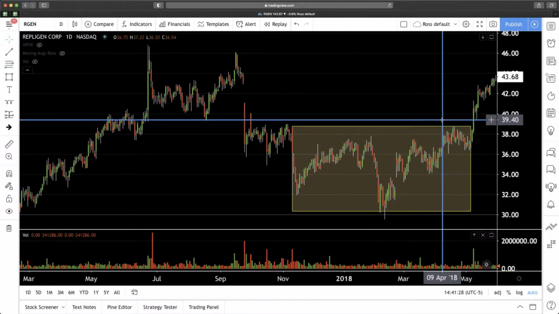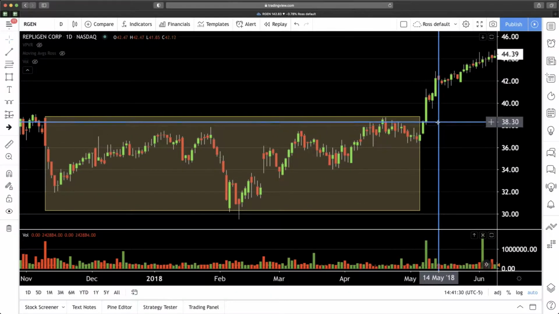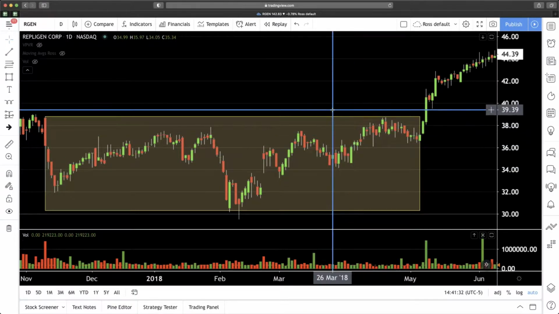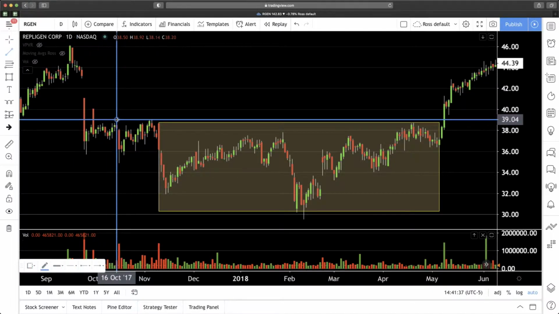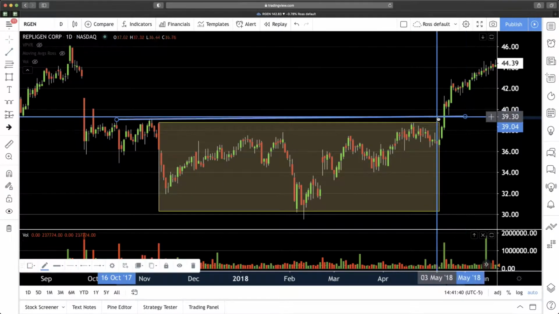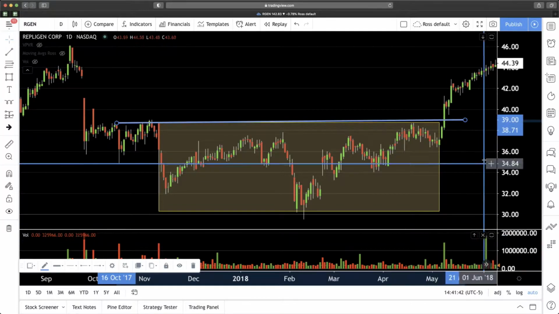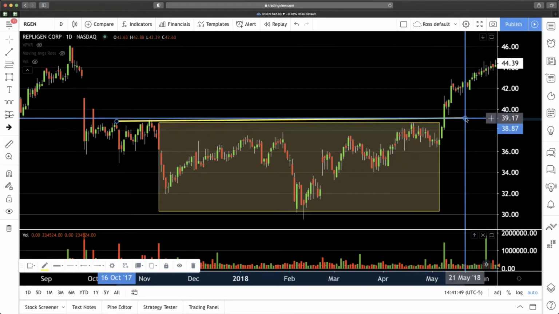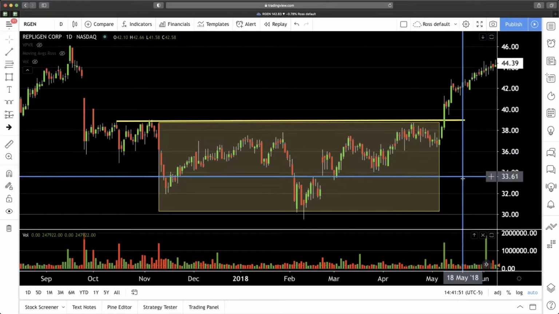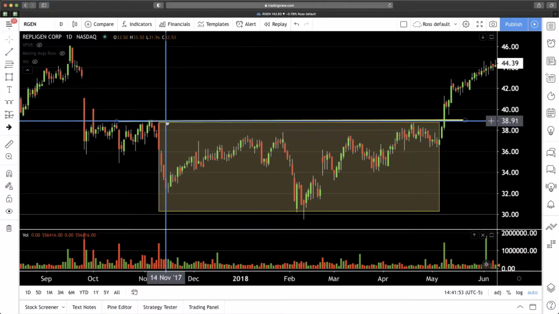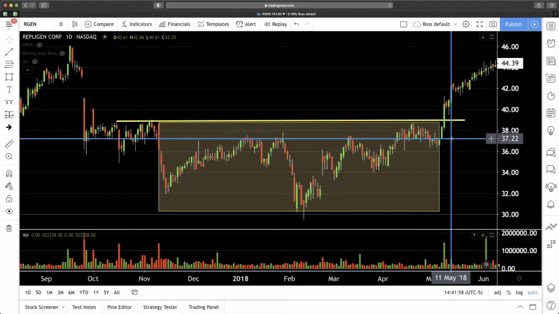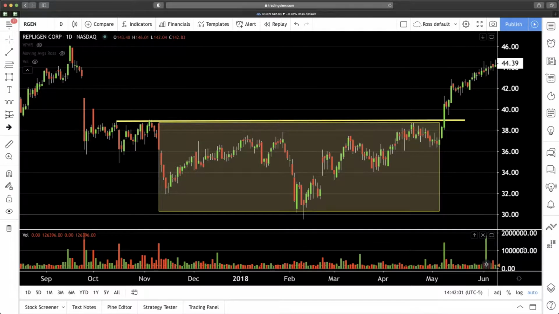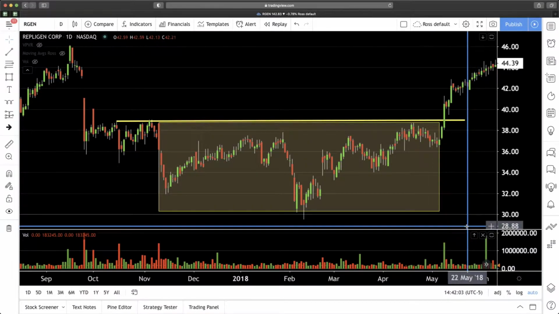So here are the characteristics of a base. You should have clearly defined resistance, meaning a line across the top that the stock cannot break above. In our case, it's going to be right up here, right up here around $39 a share. Can you see that? It's not breaking out there. It's stopping at 38, 38, 38 and a half, 39. That's our resistance level.